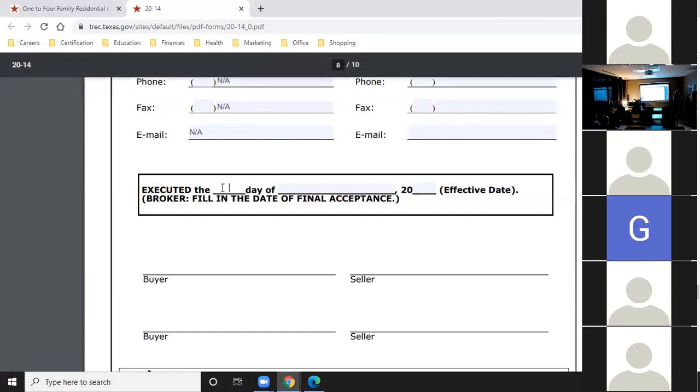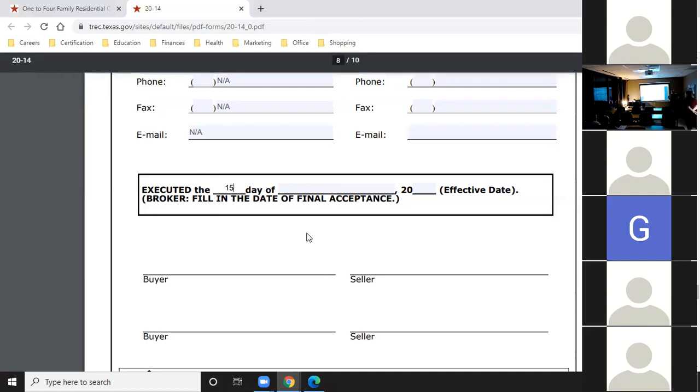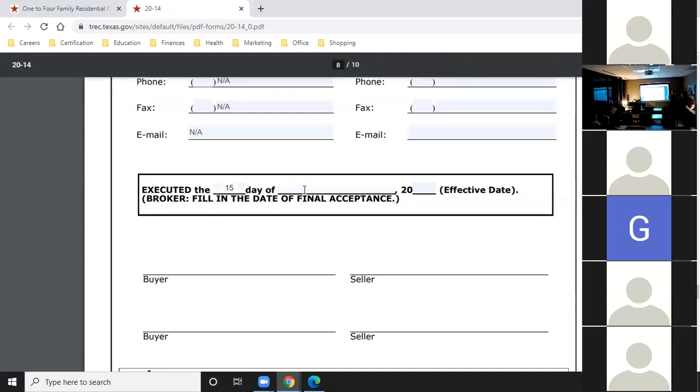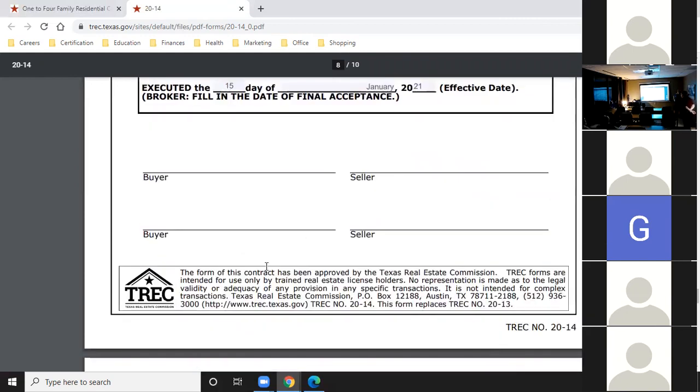I thought it was February. No, closing date. I agree. Colton agrees. Okay, so 15th of January, 2021. Very good. Okay, scroll down. Sign. Yep, they would sign.